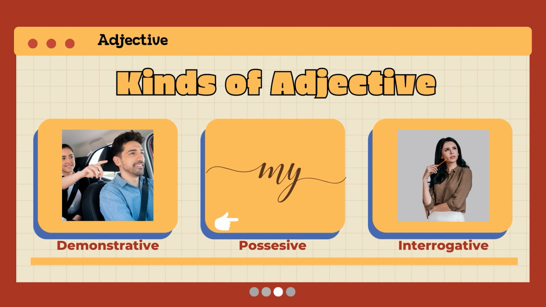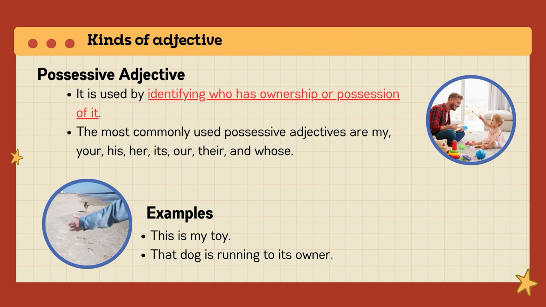The eighth part is the possessive adjective. From the word itself, possessive, it tells ownership. Who owns that noun? Who possesses it? The possessive adjectives are my, your, his, her, its, our, their, and whose.